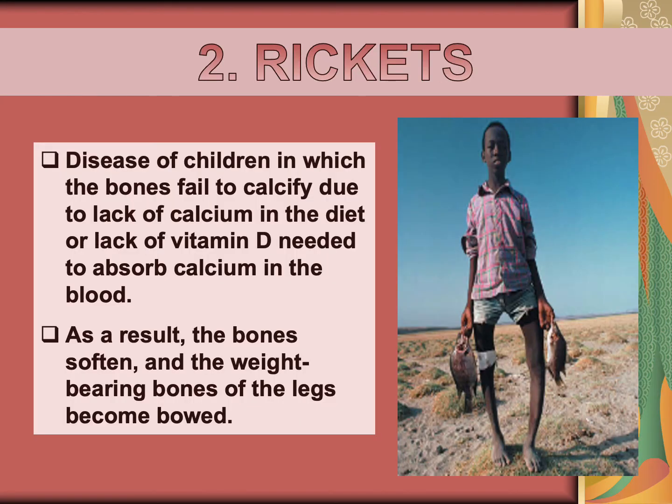Second, rickets. Rickets is a disease of children in which the bones fail to calcify due to lack of calcium in the diet or lack of vitamin D needed to absorb calcium in the blood.